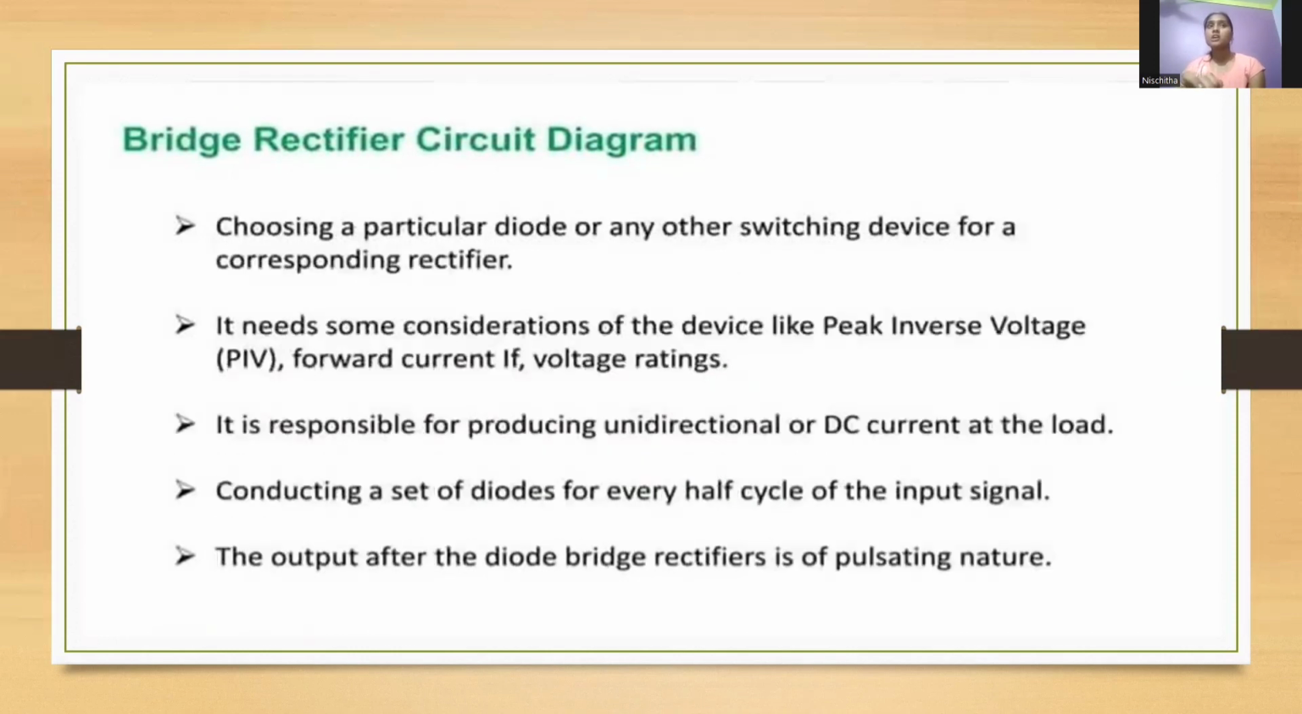Next, choosing a particular diode or any other switching device for a corresponding rectifier needs some considerations of the device, like peak inverse voltage, forward current IF, and voltage ratings. It is responsible for producing unidirectional or DC current at the load, conducting a set of diodes for every half cycle of the input signal. The output after the diode bridge rectifier is of pulsing nature.